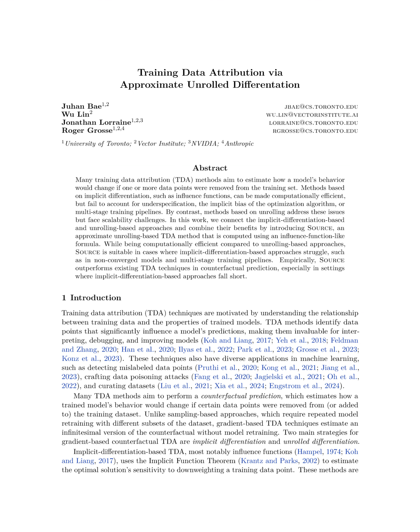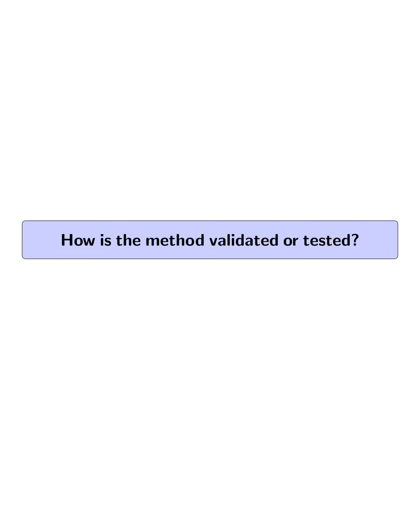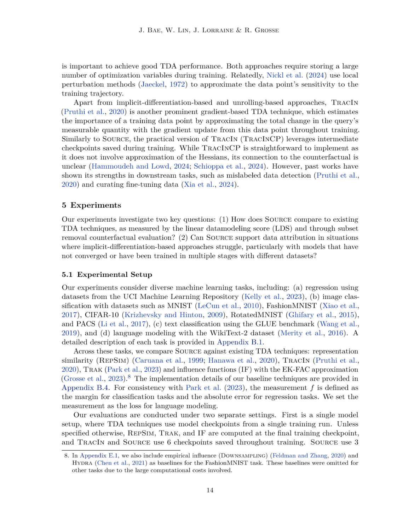How is the method validated or tested? The method is validated or tested through various experiments and evaluations. The validation process includes comparing the proposed method, SOURCE, with existing training data attribution, TDA, techniques using the linear data modeling score, LDS, and subset removal counterfactual evaluation.